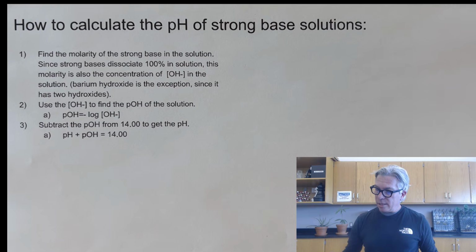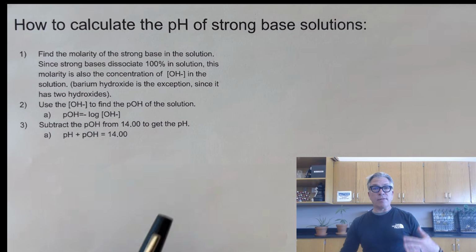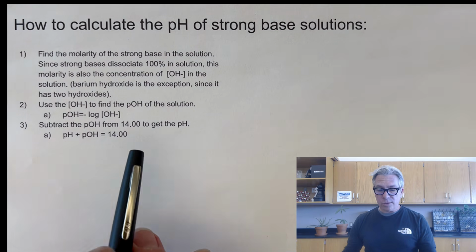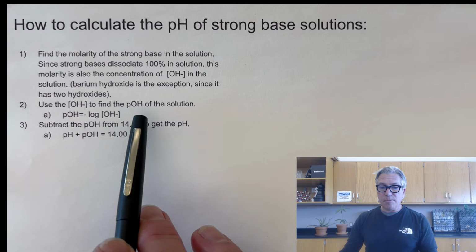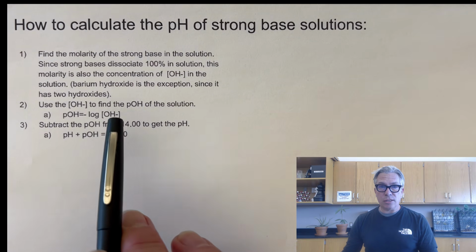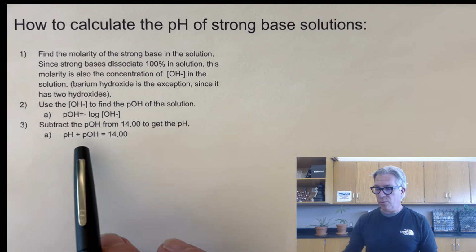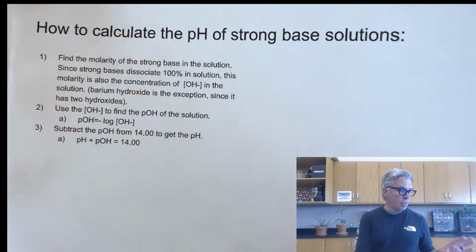And how to calculate the pH of the strong base solutions? You basically just have to find its molarity again, double it for those alkaline earth metal hydroxides, find the pOH from the OH concentration, and then you can subtract it from 14 to get the pH. So let's look at a couple examples here.